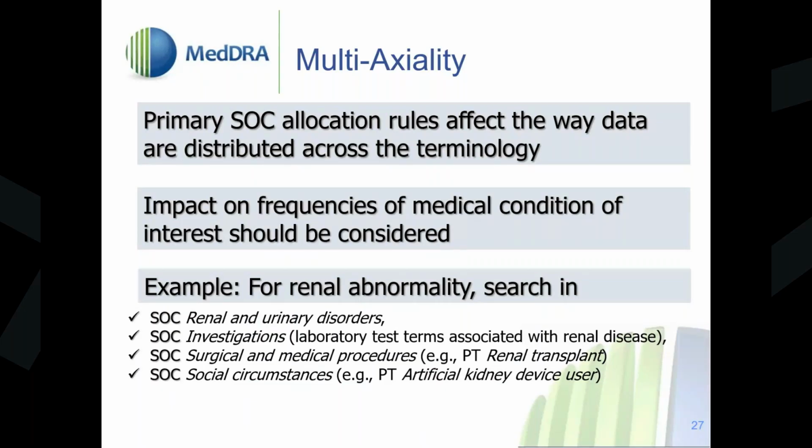All right. And it's nice to remember that PTs relevant to a specific medical condition of interest may exist in MedDRA in multiple SOCs. So if you're interested in renal abnormalities, you can certainly start your search in the renal SOC. That makes perfect sense, but it's not enough. You must remember to look in those three special SOCs, like we said, that are uniaxial. You have to look in investigations, where you're going to find lab tests related to renal disorders. You have to look in the surgical SOC, where you're going to find procedures related to renal disorders. And don't forget social circumstances, where you're going to find risk factors that may be associated with renal disorders. So if you fail to consider data coding in the non-multiaxial SOCs, you're going to have an incomplete analysis of renal abnormality.